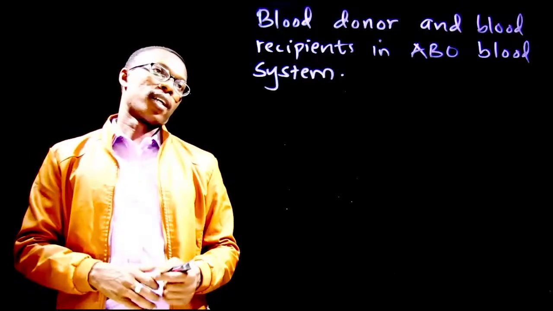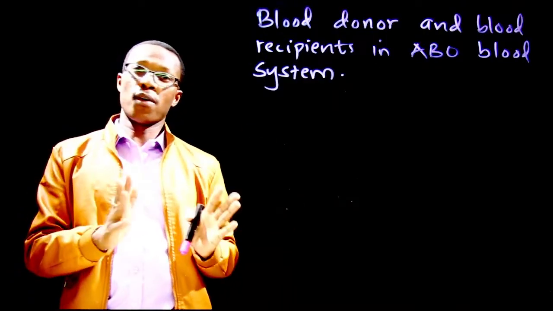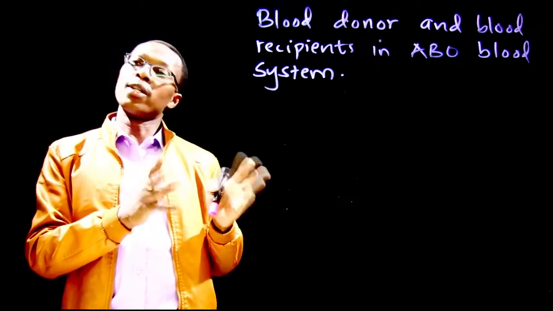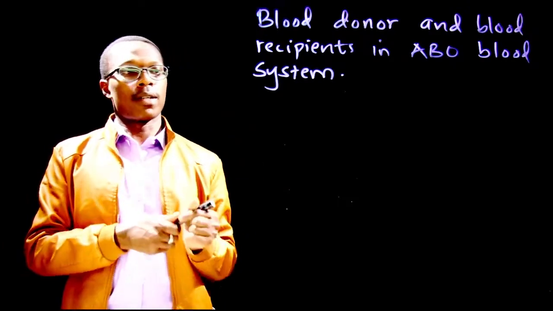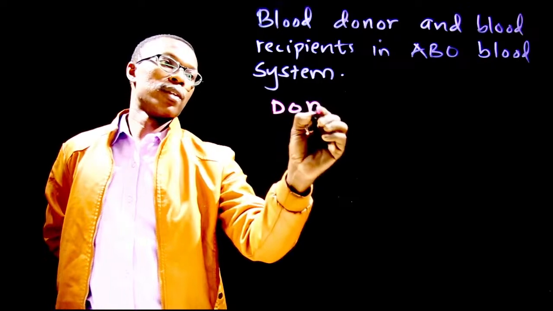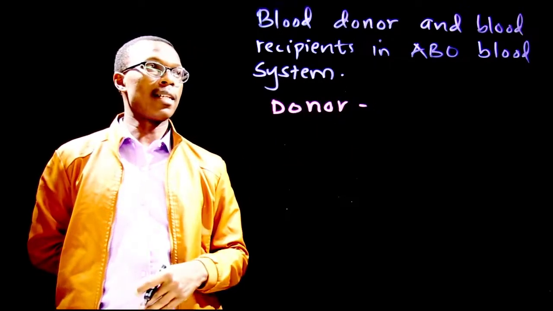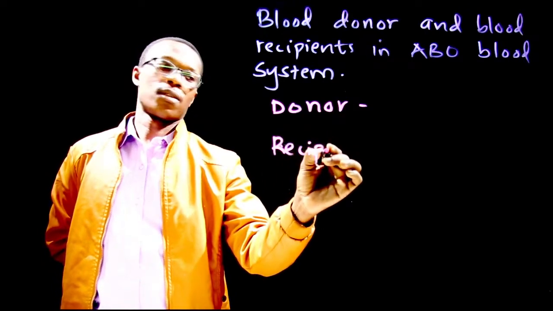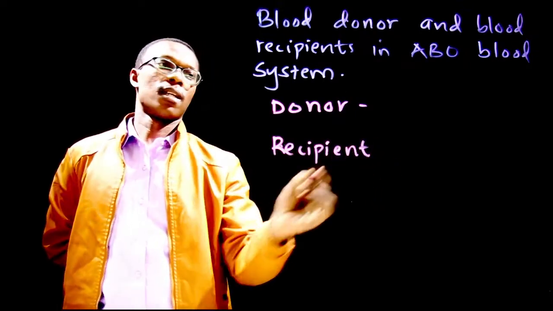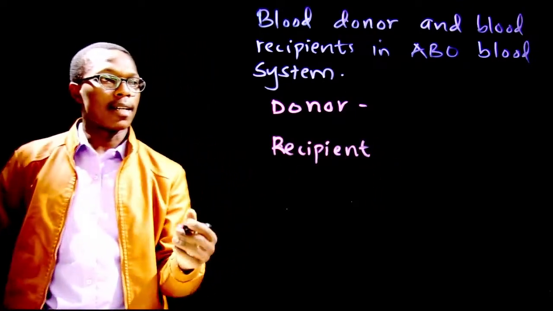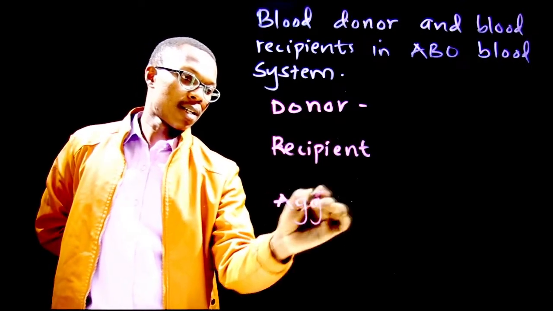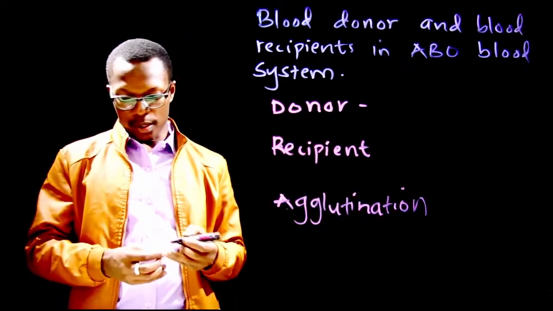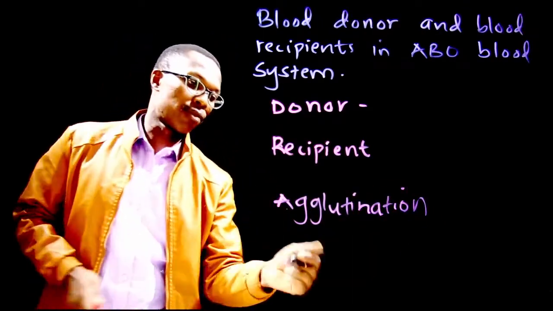Let's carry on. Okay, so now that we have identified the 4 major blood groups, we want to know these key things. One, I want us to identify what a donor is, and I want us to also discuss what a recipient is, and I also want us to discuss what agglutination is, okay? And then the last one we're going to discuss is blood transfusion.